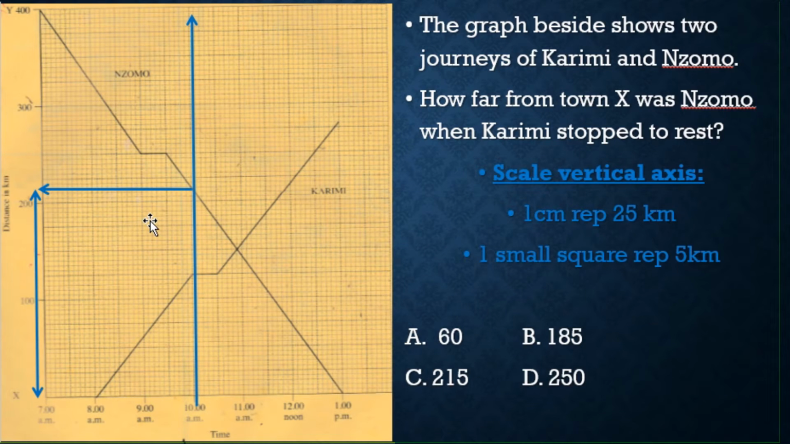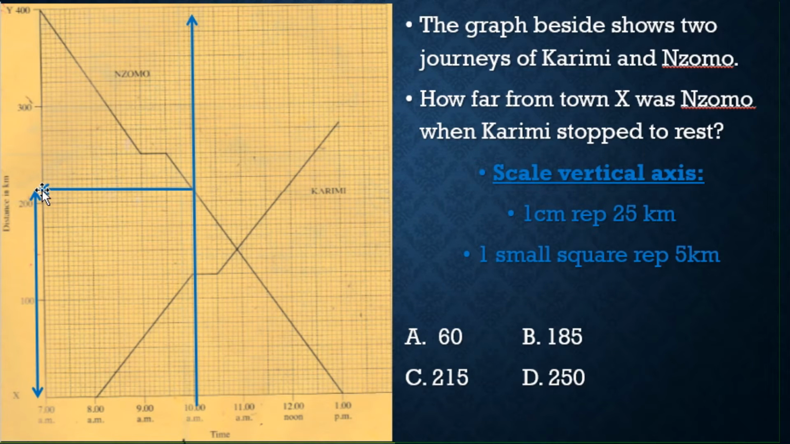Welcome back, and we are still in question number 1, where we asked how far from town X was Zomo when Karimi stopped to rest. You can see now I've put lines to show Karimi stopped to rest at this point where the cursor of the mouse is. At this time, we draw a line going straight up to the top, and we see where it touches Zomo. Karimi stopped to rest at 10, as we see when we go down here. So at the same 10 a.m., this is where Zomo was. Then we move horizontally to see how many kilometers this represents.